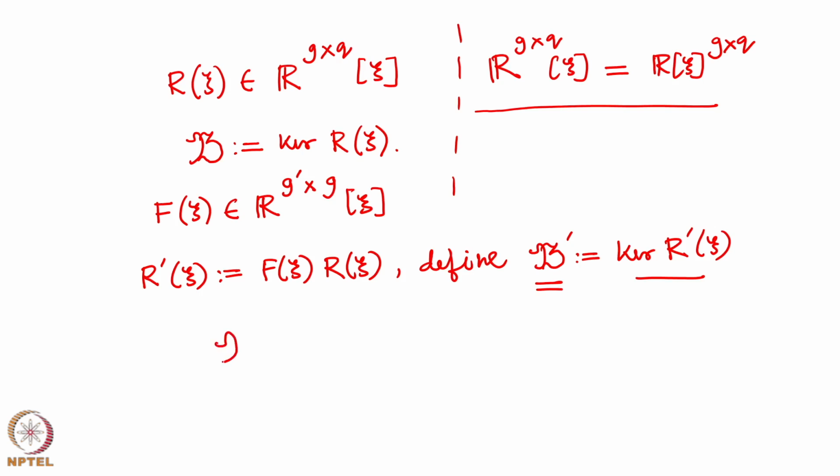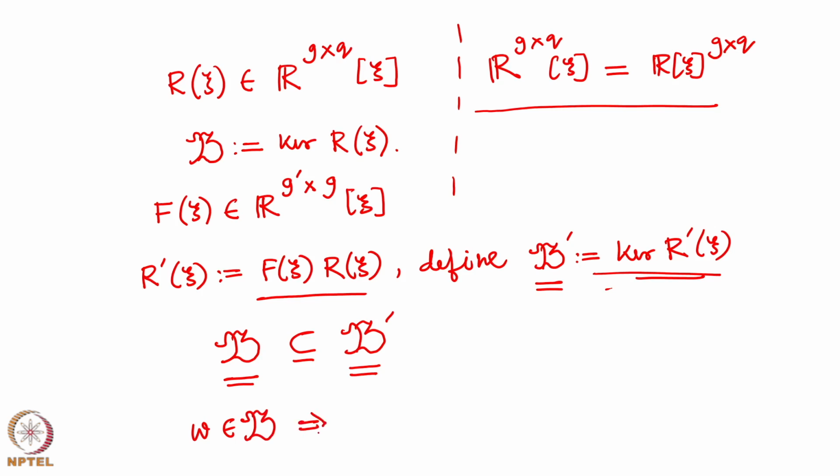The claim is that B will always be contained in B prime. Any trajectory in B must automatically be there in B prime because B prime has been defined like this. What is the reason for that? It's very simple, in fact. Think about it. Suppose I take a W in B.